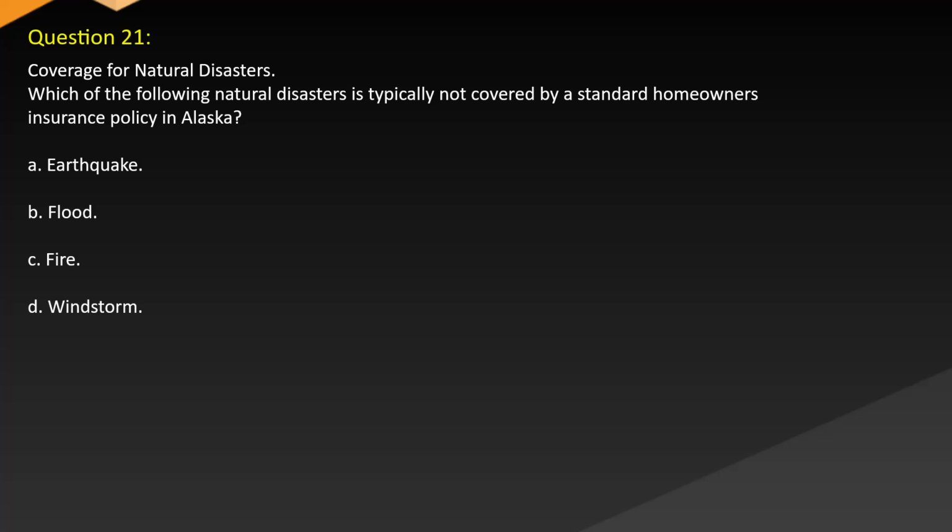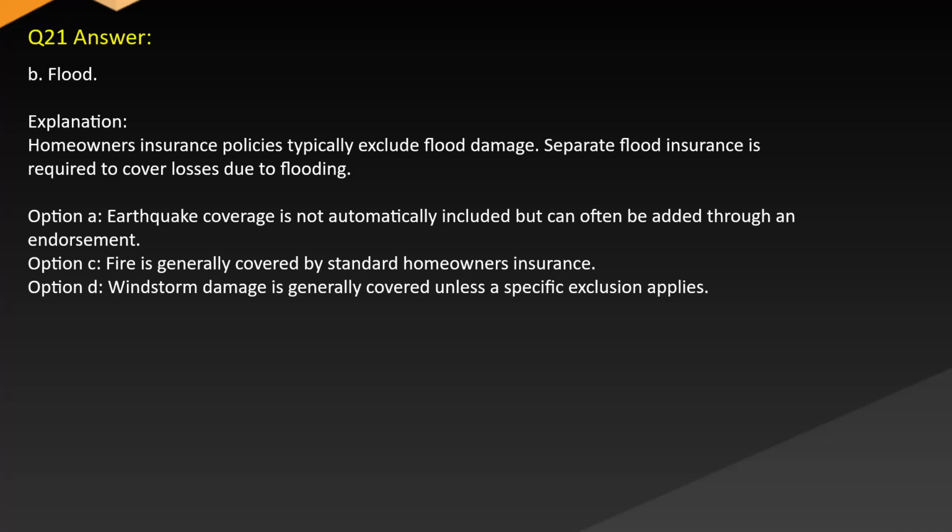A. Earthquake. B. Flood. C. Fire. D. Windstorm. Answer: B. Flood. Explanation: Homeowners insurance policies typically exclude flood damage. Separate flood insurance is required to cover losses due to flooding. Option A. Earthquake coverage is not automatically included but can often be added through an endorsement. Option C. Fire is generally covered by standard homeowners insurance. Option D. Windstorm damage is generally covered unless a specific exclusion applies.